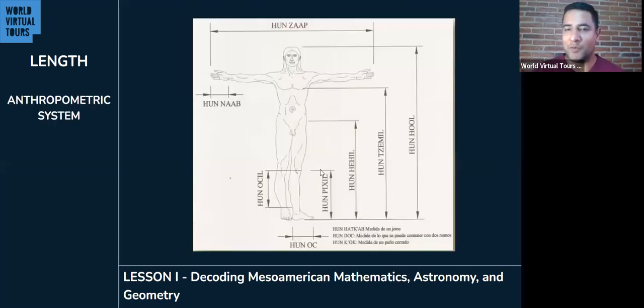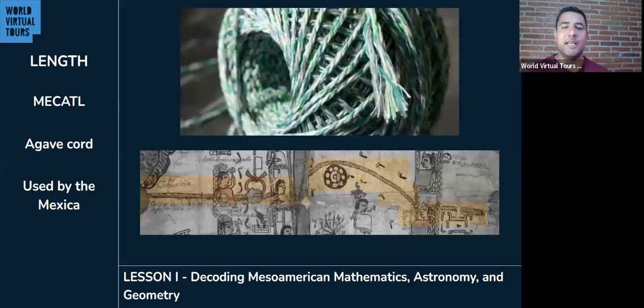Another part of the anthropometric system is the length of your two arms extended from one point to another, and it is Hunsab. It is a different anthropometric system, and we will speak a bit more about this during the third part of the course, the third lesson, speaking about the geometry and the architecture they developed.